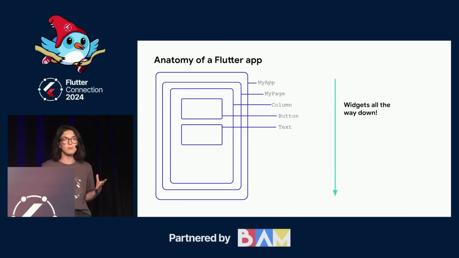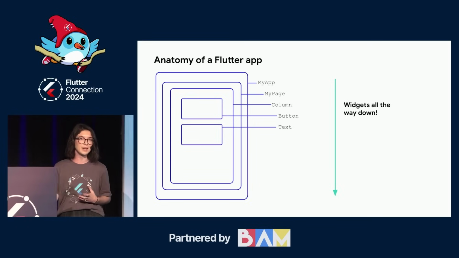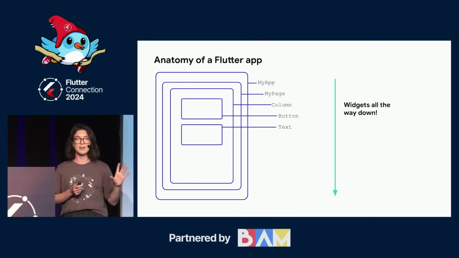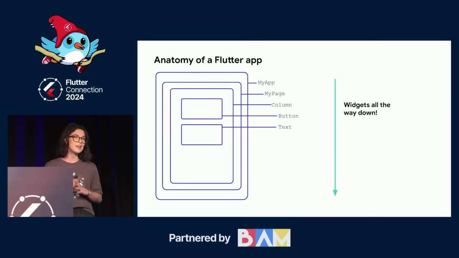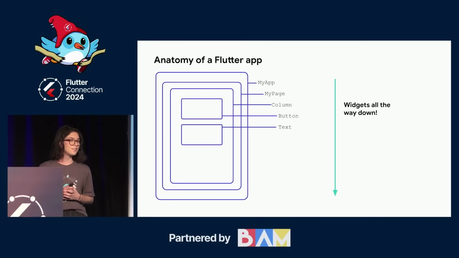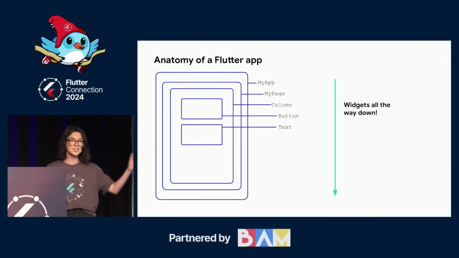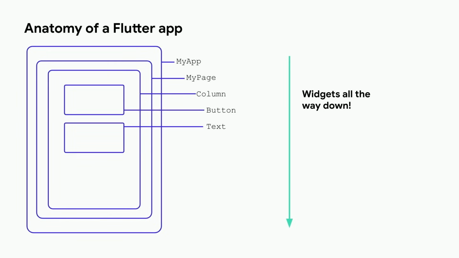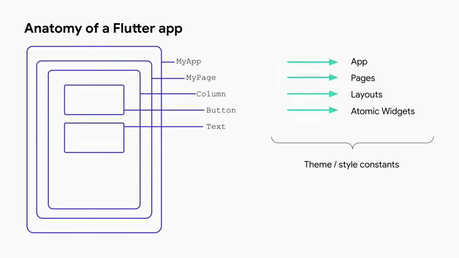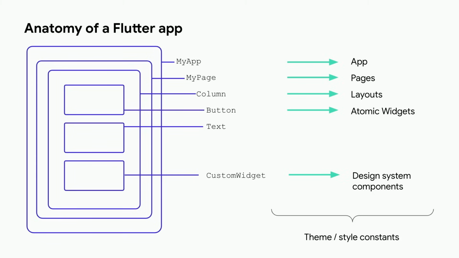But now I want to talk a little bit more about the anatomy of a Flutter project when it comes out of FlutterFlow. So first, let's talk about the anatomy of a Flutter app itself. And if you've used Flutter before, you know that Flutter is mostly composed of widgets. So we have widgets all the way down. We start with a widget that represents our entire app, and then we might have a widget that represents a certain page. Within that page, we can have a widget that represents a layout, and then we might have more atomic widgets like buttons or text that are composed within these layouts. And to style these different widgets, we use style constants or the theme object to have a consistent design.